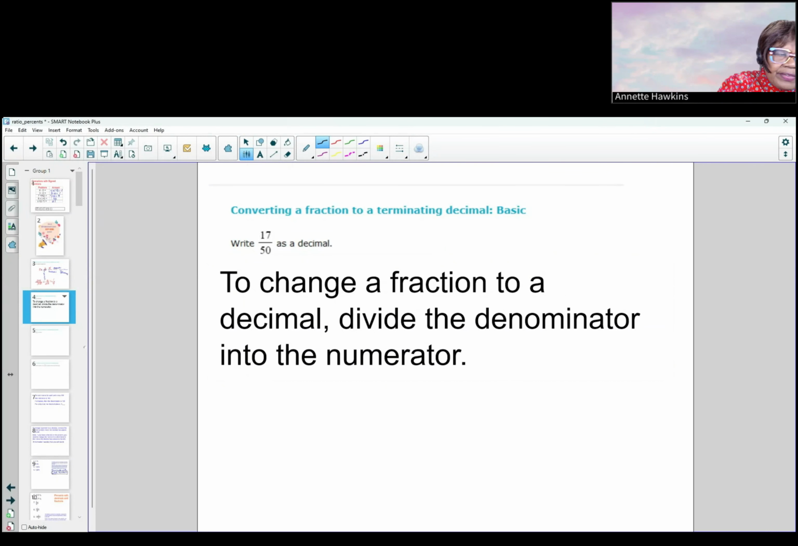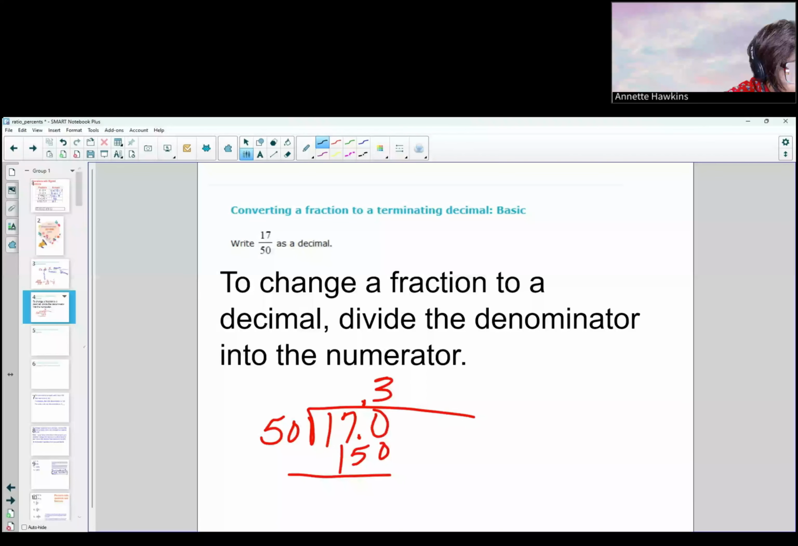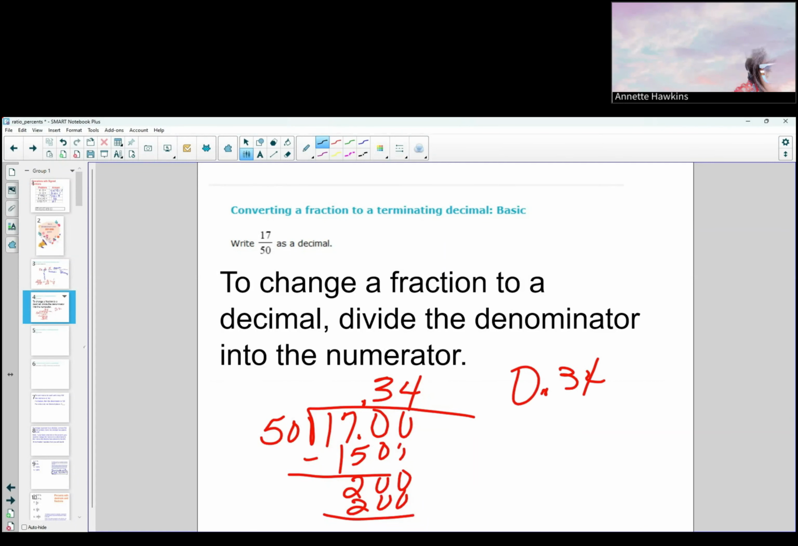So we're going to divide the denominator, which is 50, into the numerator, 17. Put your decimal point. Okay. Now, 50 would not divide 17. Let's add a 0. 50 would go into 170 3 times. 3 times 50 is 150. Subtract to get 20, add another 0, bring that down, and 4. And we get 200. So this is 0.34. Now, notice this is a terminating decimal because terminate means that it ends. Very good.